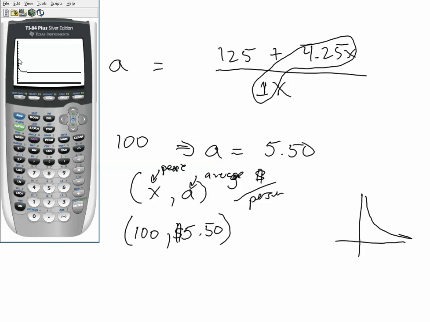Initially the cost is very high. If I really zoomed in here, this is an asymptote, that x equals 0 is undefined, so I'm going to get this kind of behavior.